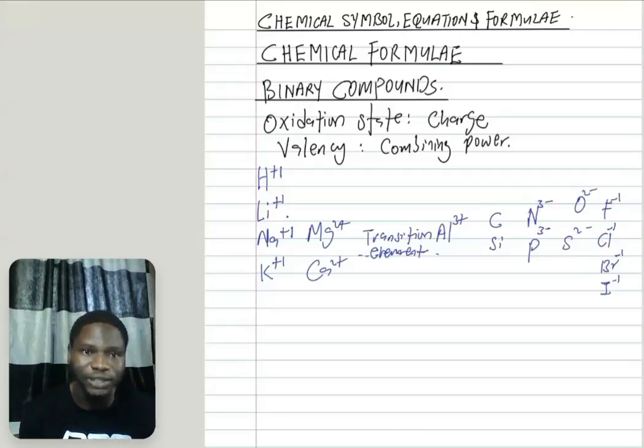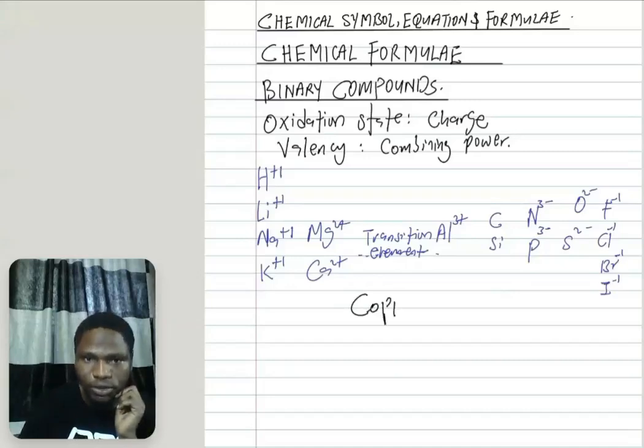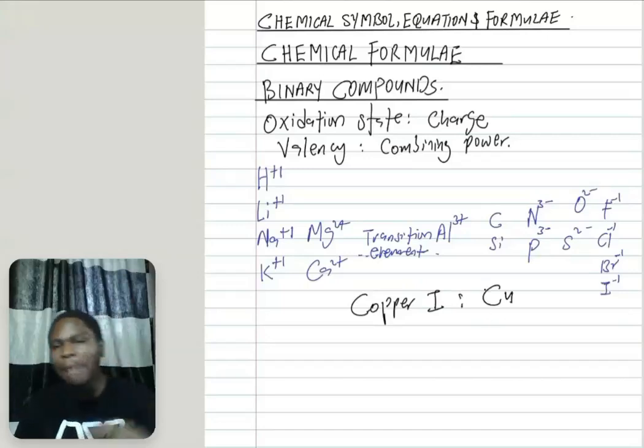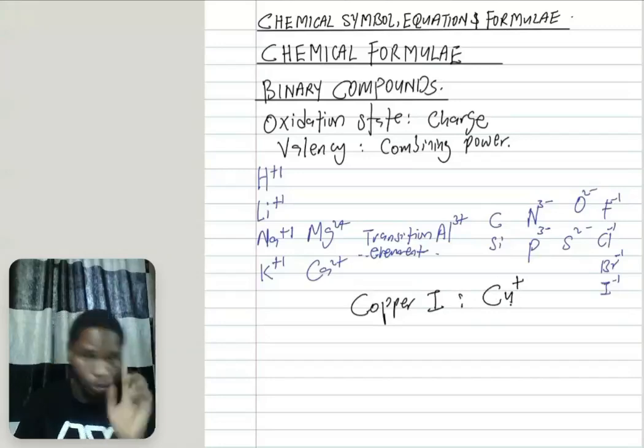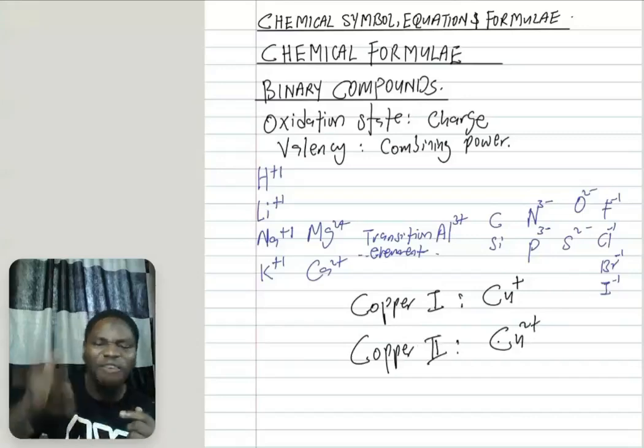So you can see all their charges: plus 1, plus 2, plus 3, this minus 3 for group 5 elements, this minus 2 for group 6 elements, this minus 1 for group 7 elements. You see, for transition elements, like I said, they always have variable oxidation states. For example, copper. You will hear something like copper 1. Copper 1 means Cu with a charge of plus 1. If you hear the word copper 2, it means the copper we are referring to is the one with plus 2 charge. You can see they have variable oxidation states.